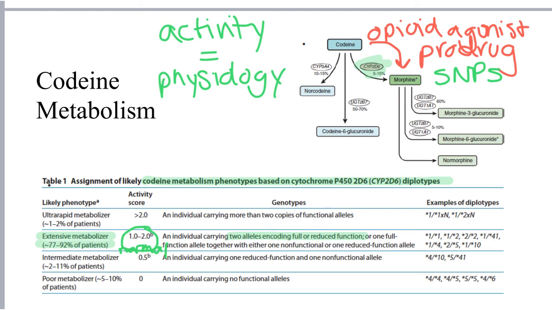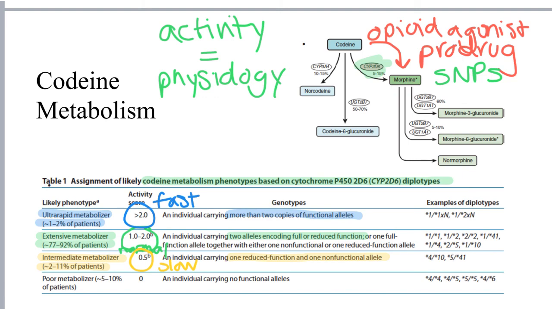If an individual has more than two copies of functional alleles, this individual is considered to be an ultra-rapid metabolizer, and that is about 1 to 2% of patients. These individuals have a higher than normal activity in the CYP2D6 enzyme, and therefore it converts codeine to morphine more rapidly. Just below extensive metabolizers are intermediate metabolizers, comprising 2 to 11% of patients. These individuals have a slightly reduced activity of the CYP2D6 enzyme due to the presence of one reduced function and one non-functional allele of the CYP2D6 gene.